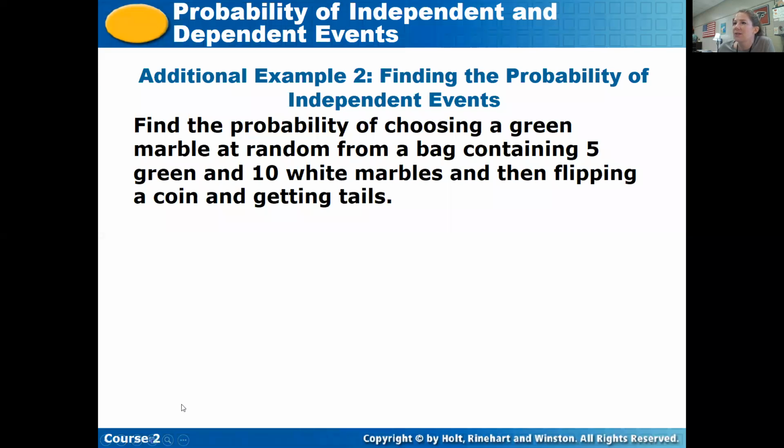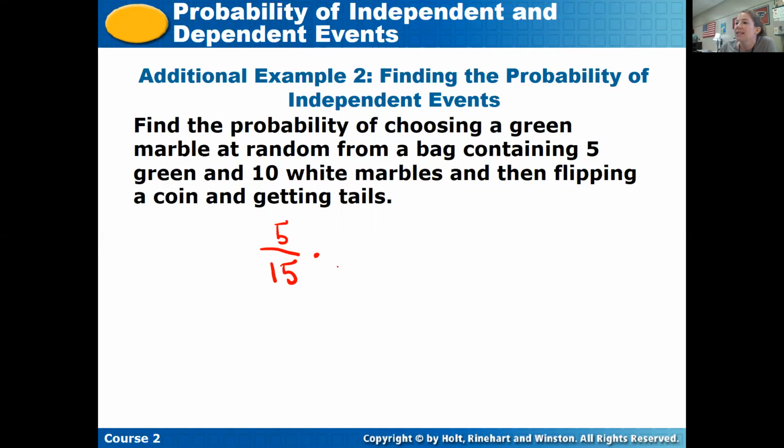All right, what about this one? Find the probability of choosing a green marble at random from a bag containing 5 green and 10 white marbles, and then flipping a coin and getting tails. So how many marbles do we have? 5 green and 10 white, so we have 15 marbles, and we want to pull out a green marble. There's 5 out of 15. So that's the probability of the first event.